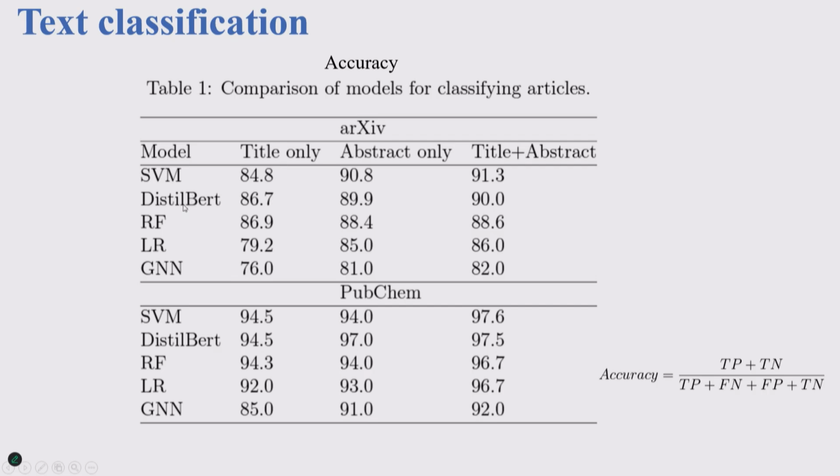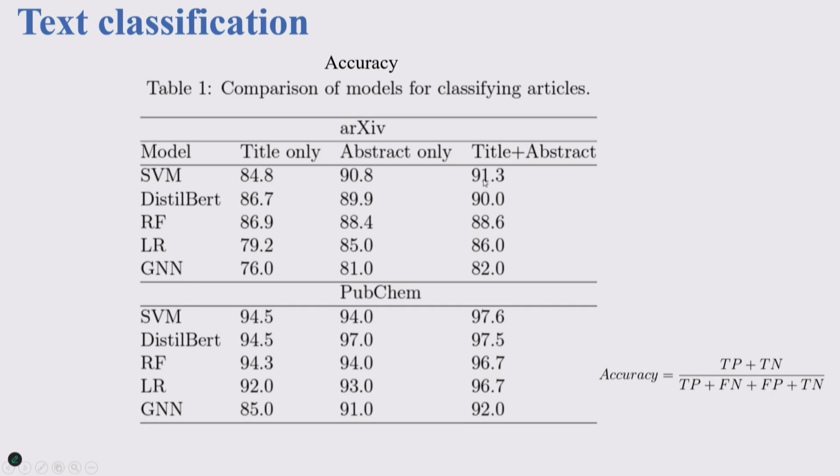So the first thing is text classification. Given the title, the abstract, and title plus abstract, we want to classify what category of arXiv paper it is. That is the problem we are trying to solve. We tried different types of models like support vector machine, DistilBERT, random forest, linear regression, and graph neural network. With title only, we can get up to 85% to 86%. With abstract, you can get up to 90%. With title plus abstract, you can have more than 90%, 91%.